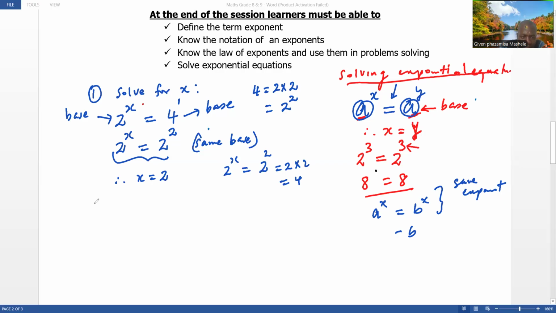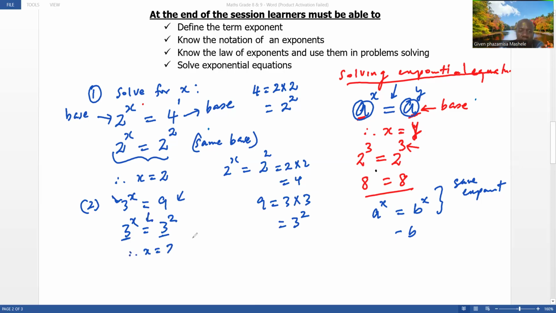For example, let's say number 2. 3 to the exponent of x equals 9. You see, the base is 3 and this side is 9. So we can expand 9 as, remember, 9 is the same as 3 times 3. And 3 times 3 is the same as 3 to the power of 2. So we can expand this as 3 to the power of 2. Now the bases are the same for equality. Therefore x equals 2. You can check. We do this only for equality. Number 3.